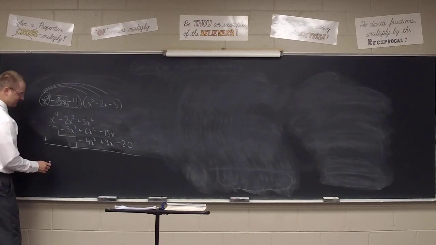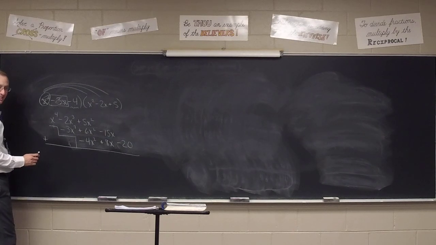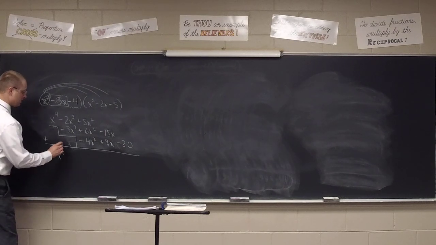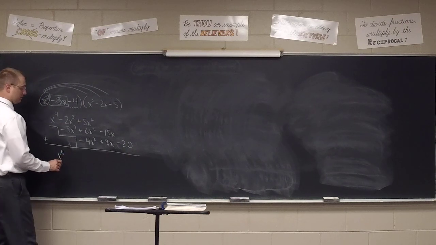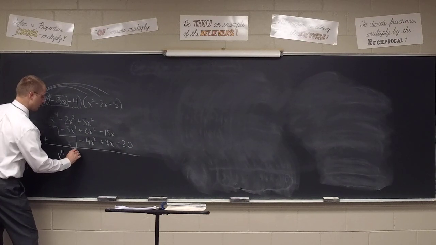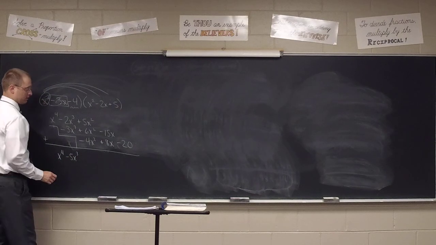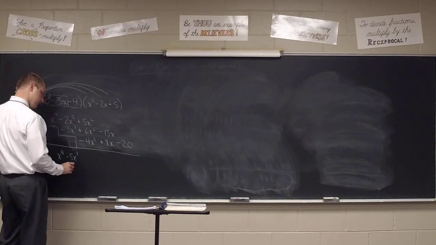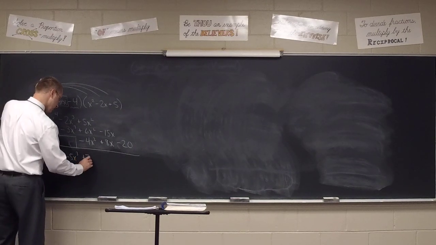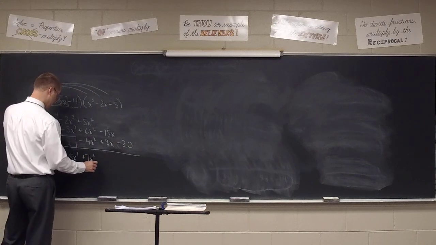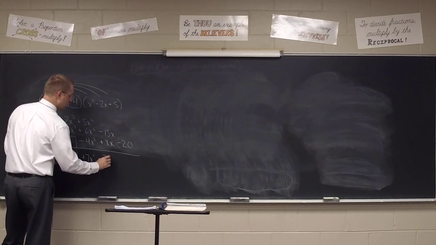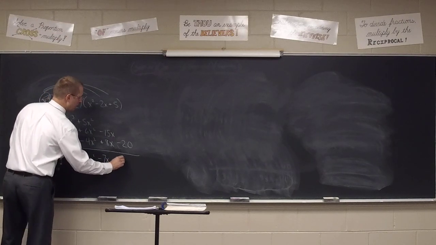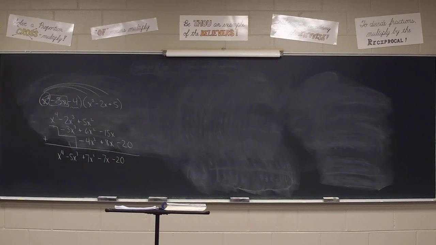X to the fourth. Negative 5x cubed. Positive 7x squared. Negative 7x, and then negative 20. And there is our answer.